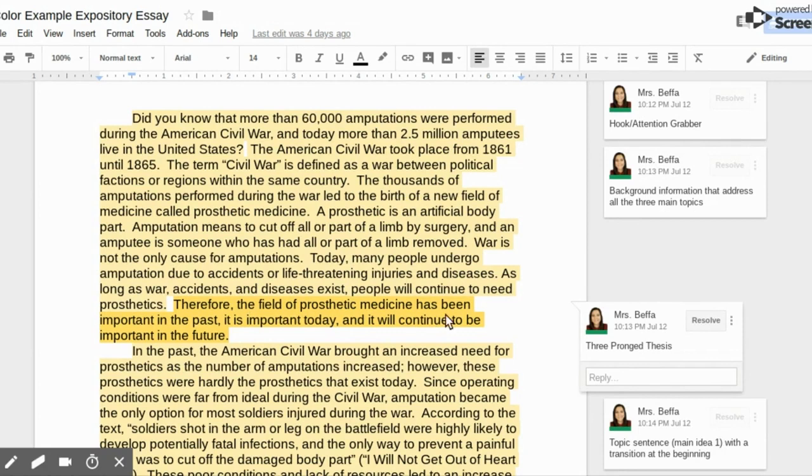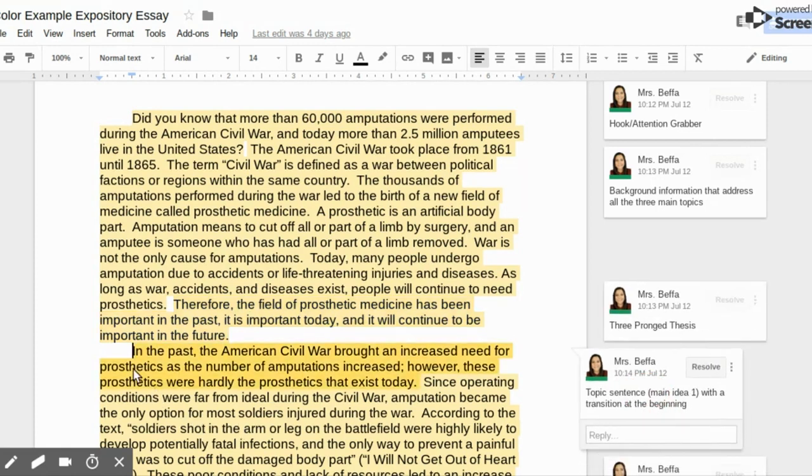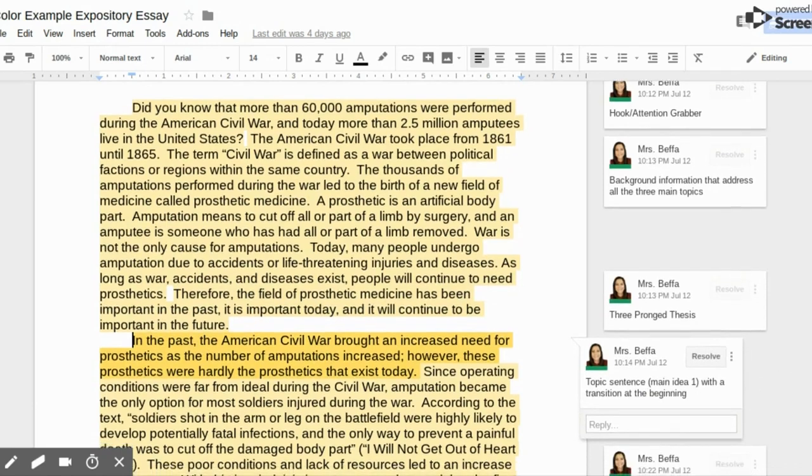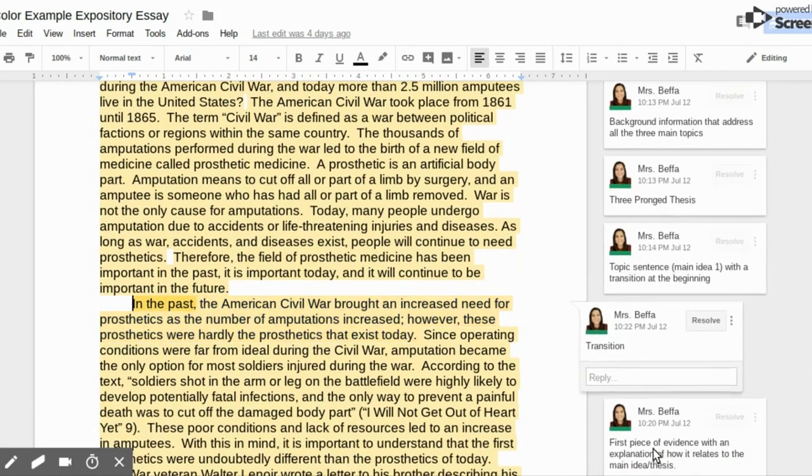Therefore, the field of prosthetic medicine has been important in the past, it is important today, and it will continue to be important in the future. And to go to body paragraph 1, we're going to have to use a transition. So we have in the past, that's our transition here, in the past.